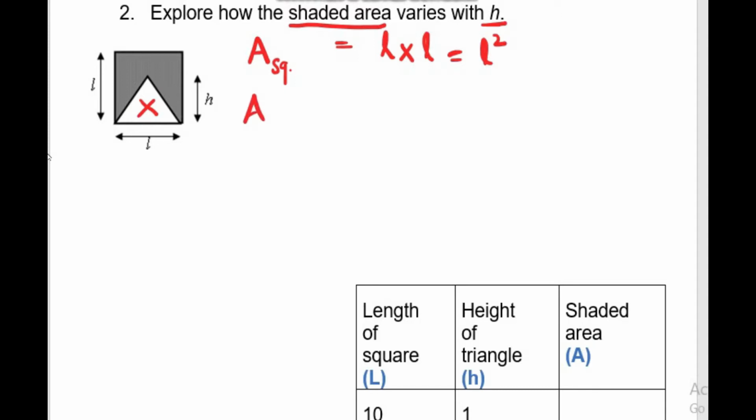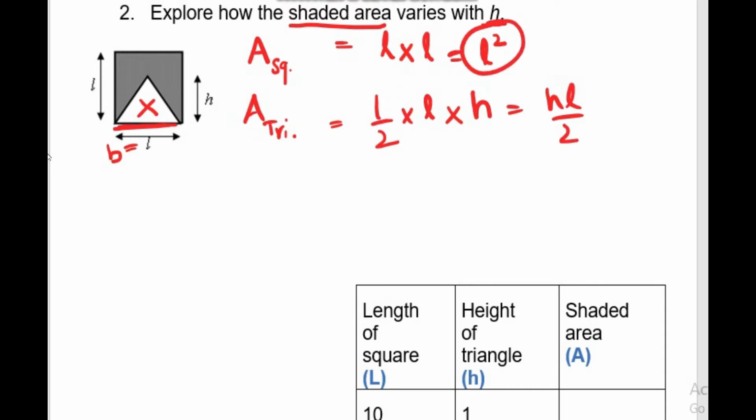And area of the triangle will be 1 over 2 base times height. In this case the base of the triangle is this length L, and the height of the triangle is H. Now I have these two: the area of the square is L squared, and the area of the triangle is HL over 2.